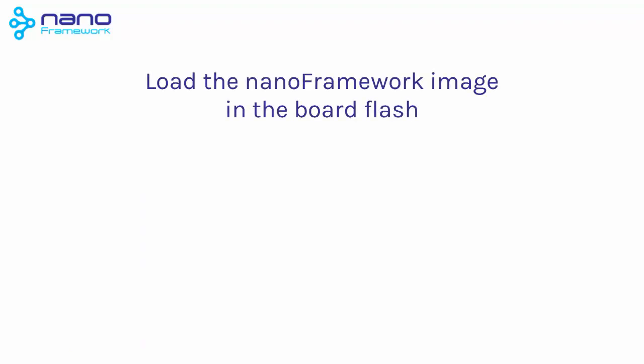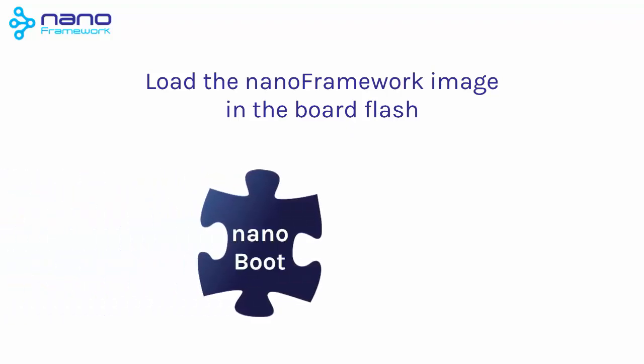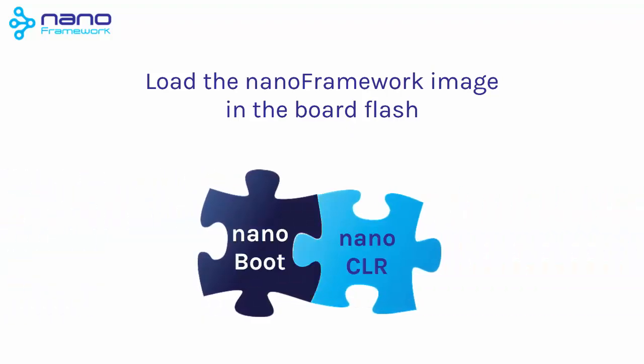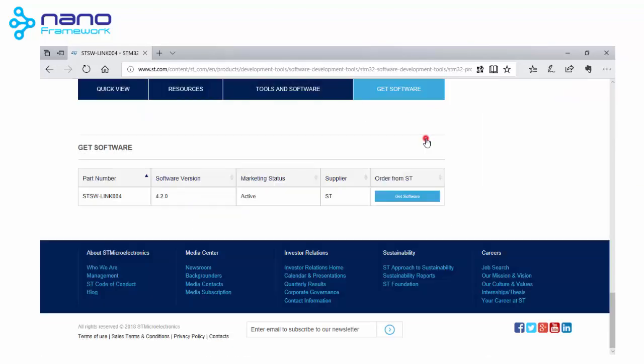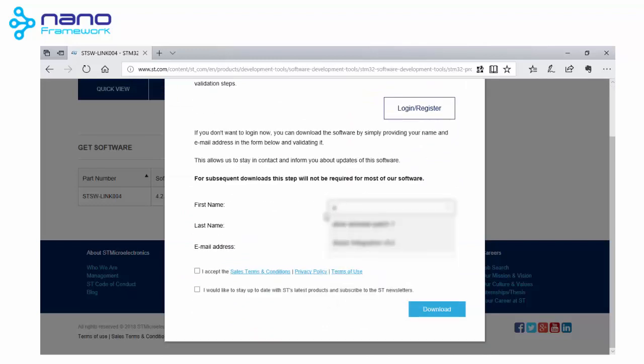The second part is to load the nanoFramework image in the board flash. Actually, there are two images, one for NanoBooter, and another one for NanoCLR. Download the STM32 ST-Link utility from the ST website, and install it in your development machine.